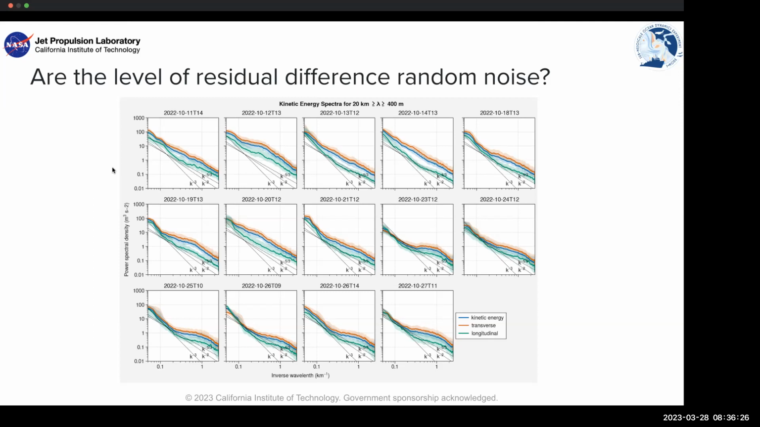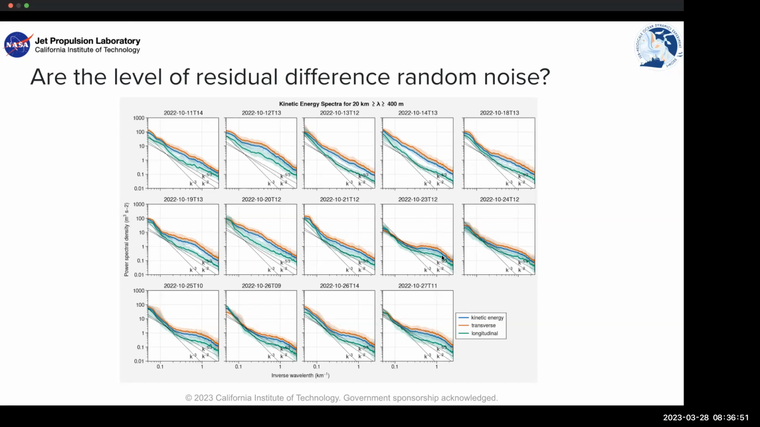I'm plotting in blue the kinetic energy spectra for wavelengths between 20 kilometers and 400 meters. And then I also take a look at the transverse component and the longitudinal component. I will not go into this. This is important for turbulence theory. I will just say that this indicates a high level of inhomogeneity for the submesoscales.